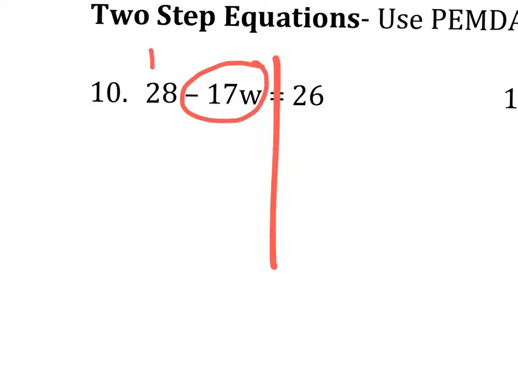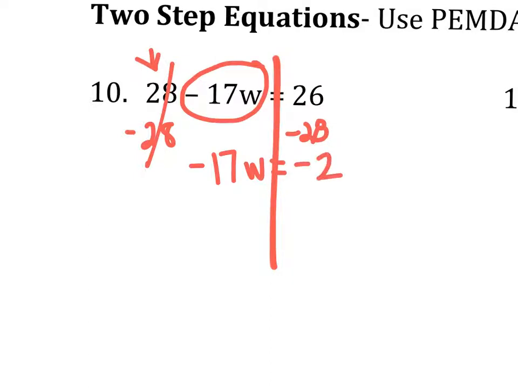Okay, so now I'm going to focus on this 28. What is the opposite of positive 28? Negative 28. So we got to undo this. We're going to do it to both sides. And I know that I gave you guys some story to help you remember, but I can't remember the story right now. And if you're in a class that has myself and Miss Barker, she uses the example of crossing over the river. Okay, so far I have negative 17w equals negative 2.